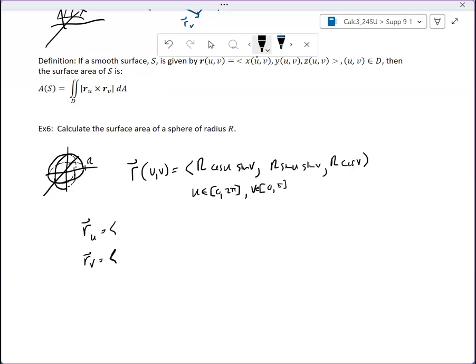And we want to compute our u and v partials. So the u partial is negative r sine u sine v, r cos u sine v, and the u partial of r cos v is just 0. And then our v partials are r cos u cos v, r sine u cos v, and negative r sine v.